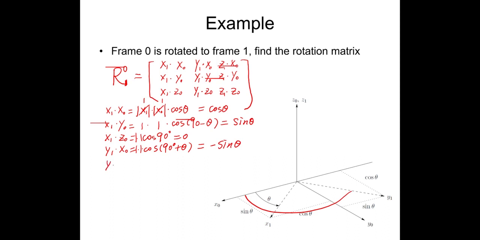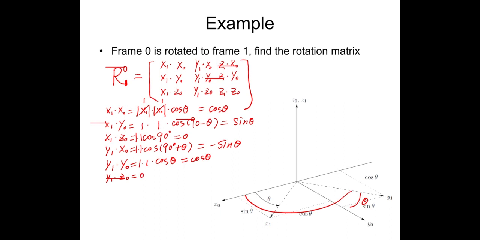Next term, y1 dot product y0, so that is 1 times cosine, here is my y1, here is my y0, so this is theta. So that is cosine theta. Next term is y1 z0. Here is my y1 and here is my z0, so this term should be 0. Okay, so y1 times z0 is cosine 90, so that is 0.